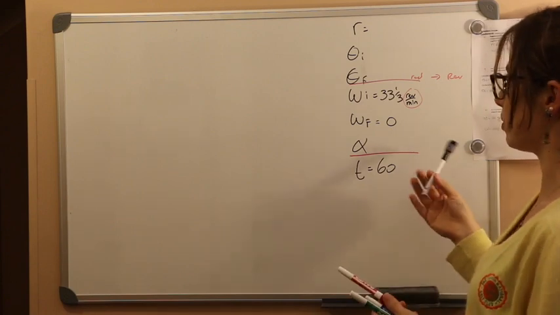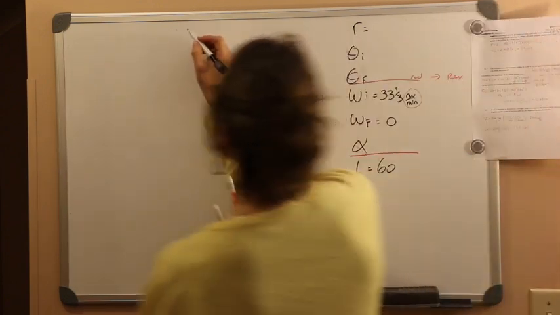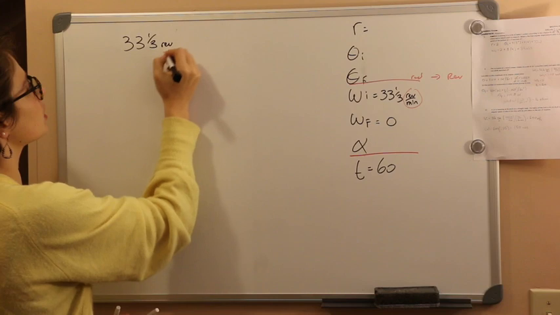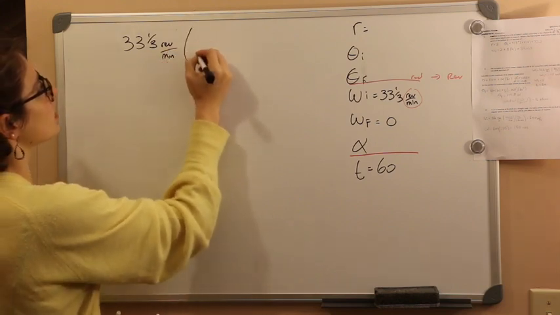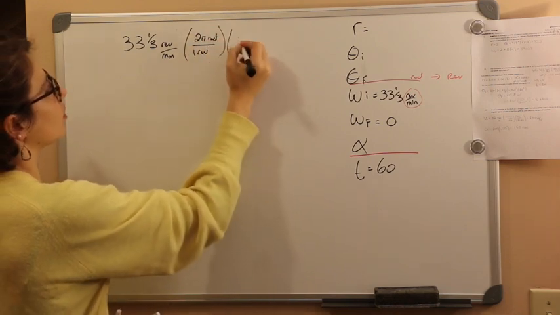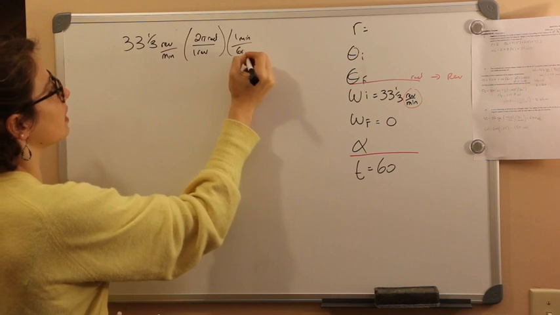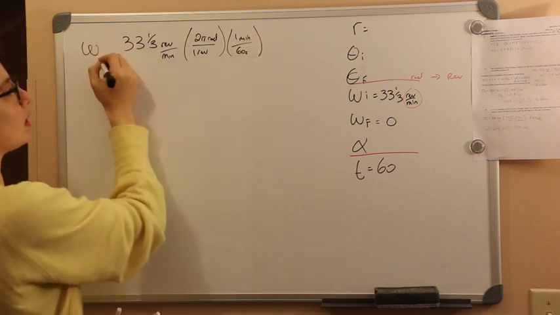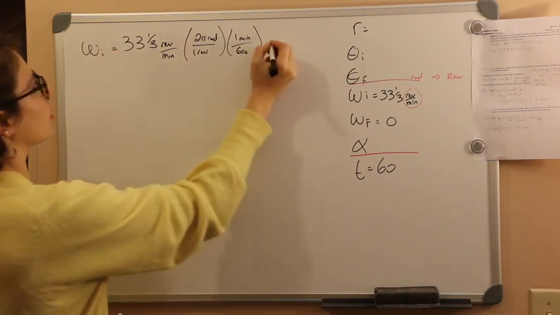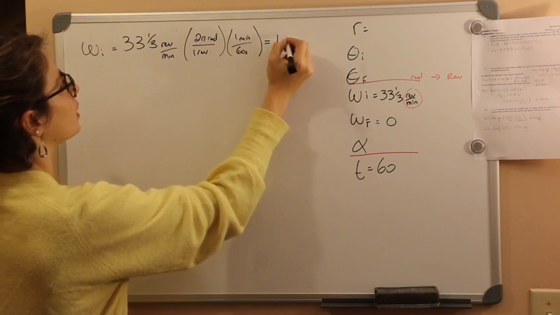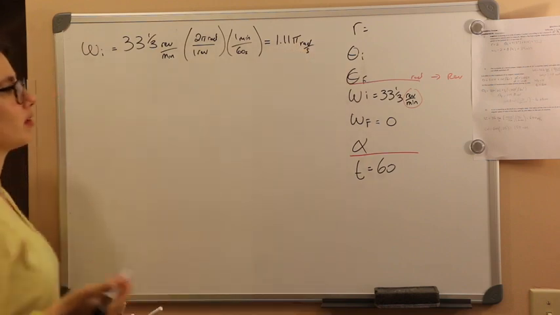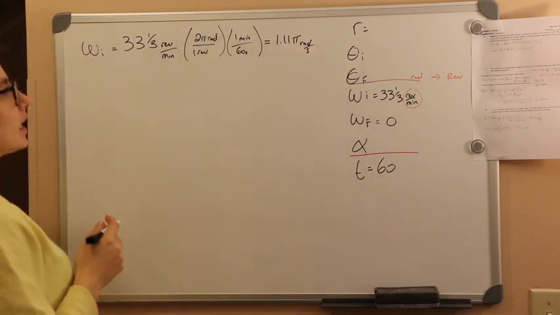1/3 revolutions per minute. So here let's go in and we'll write that 33 1/3 revolutions per minute times 1 revolution, having 2 pi radians, and 1 minute, having 60 seconds. That will now be our omega initial. That's going to come out to be 1.11 times pi radians per second. So I'm just not multiplying the pi for laziness sake.